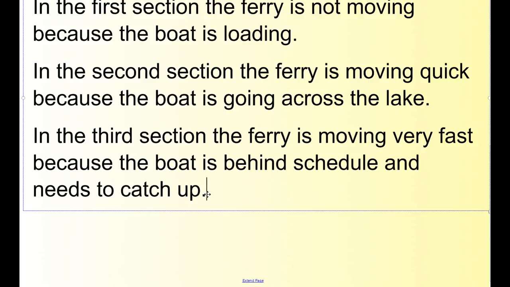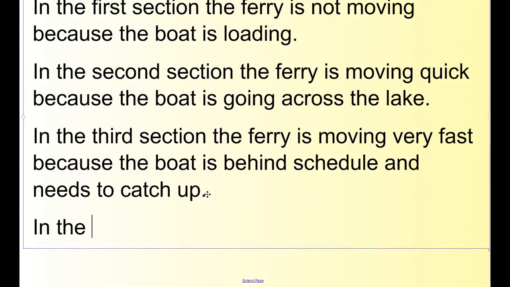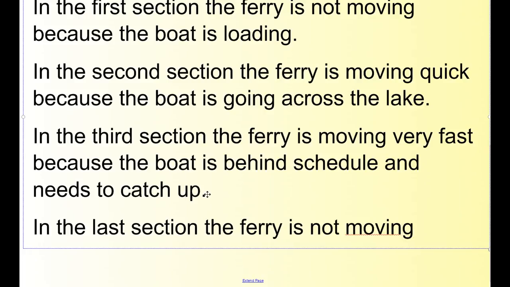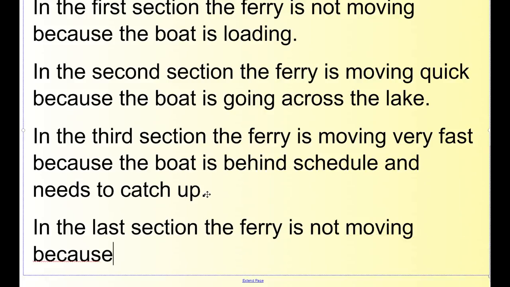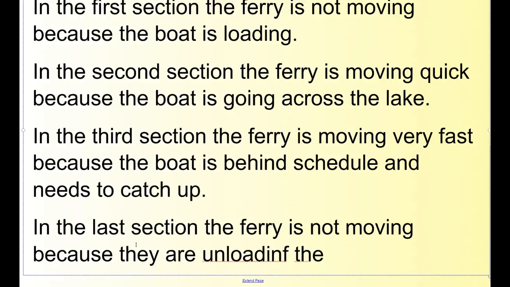And then finally in that last section, they weren't moving again. Because why? So why weren't they moving? So let's see. They're not moving at the beginning. They're going sort of quickly. Then they go really quickly. And now they're not moving at the end. Well, they're probably not moving because they got to the other side of the lake. They got to where they needed to be. And so now they stopped and they are unloading. The last section, the ferry's not moving because they are unloading the boat.